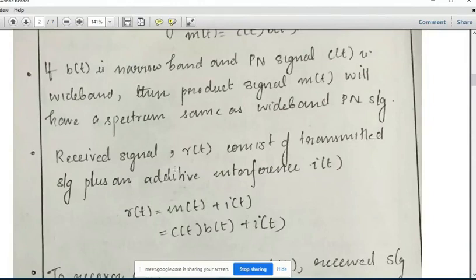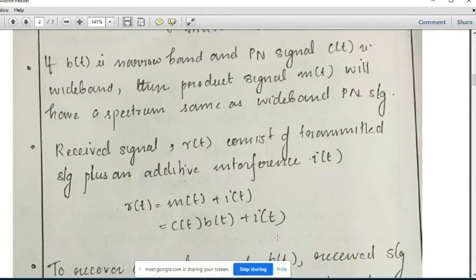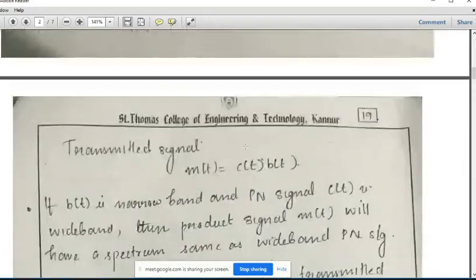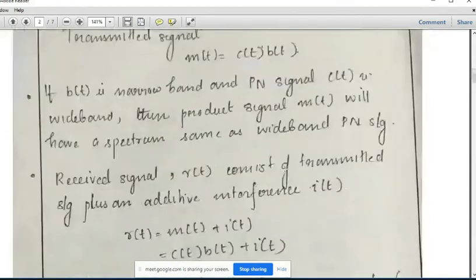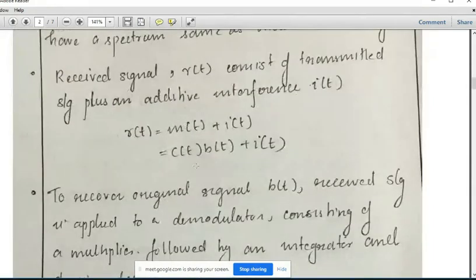So the received signal is now R of t equal to M of t plus I of t. Now we are substituting for this M of t. We know M of t is nothing but C of t into B of t, so we are substituting in place of M of t, that is C of t into B of t plus I of t.